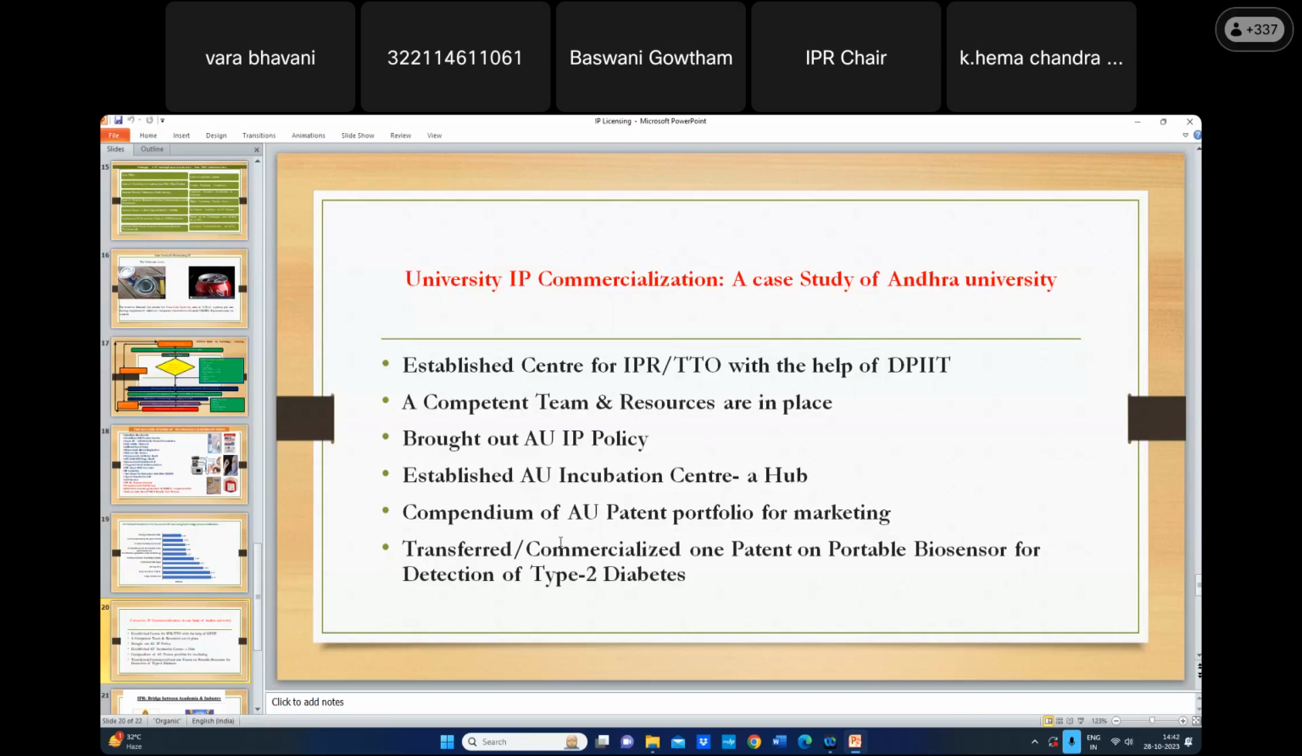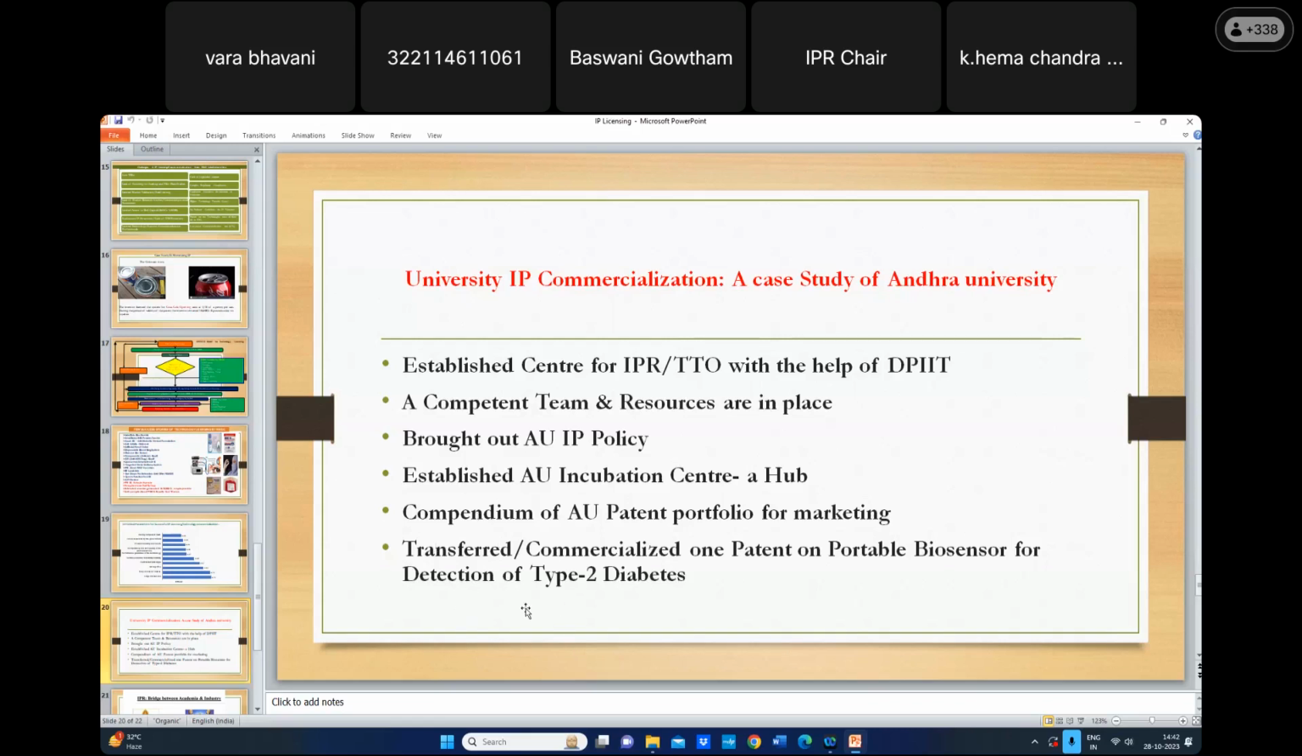We also brought out a compendium of the AU patent portfolio for marketing. The list of AU patents is kept on the AU website. As I mentioned, we now have about 100 patents. Interested entrepreneurs can exploit them, take a license from Andhra University, produce those products and bring them to the market.